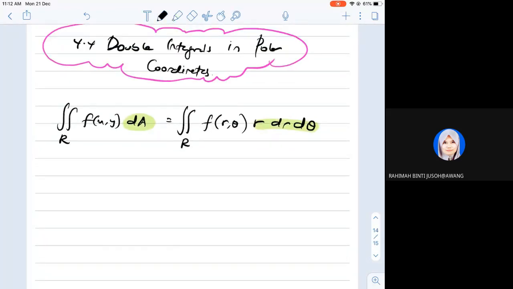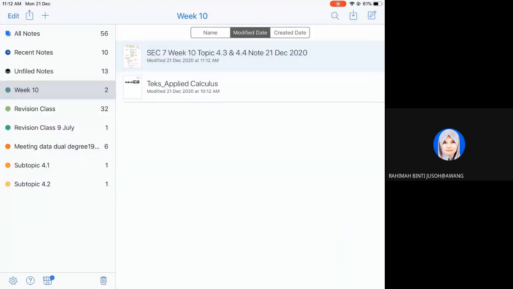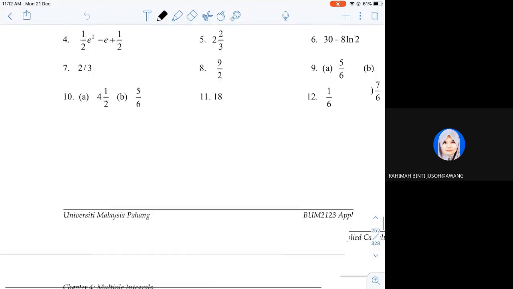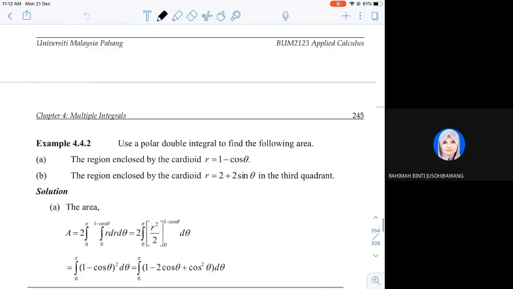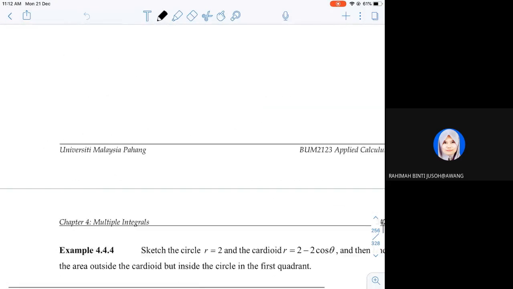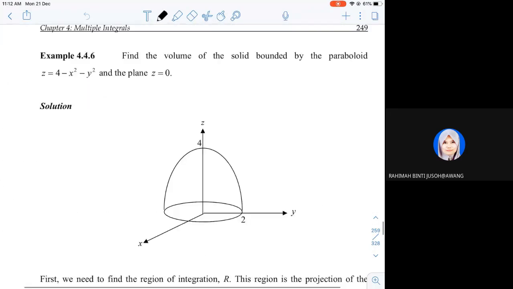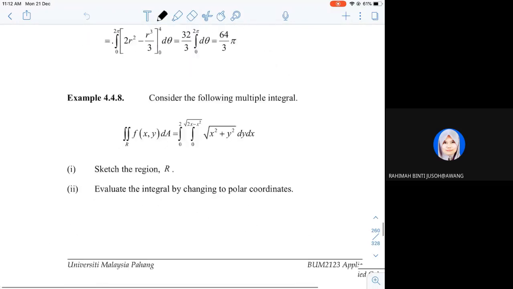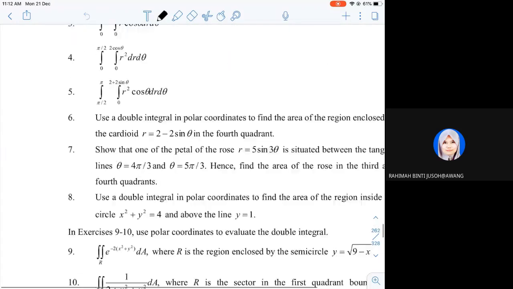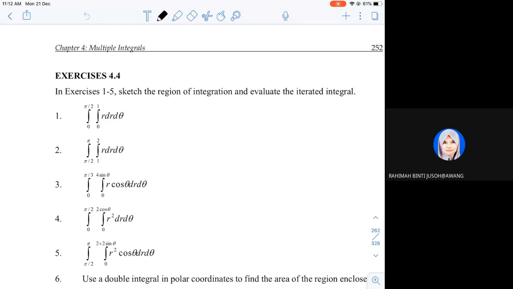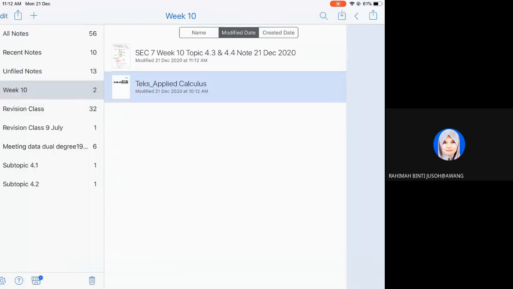Okay, so now let us proceed to exercise 4.4. Let's say we do question number 2. Question number 1 is very simple. We will do question number 2.